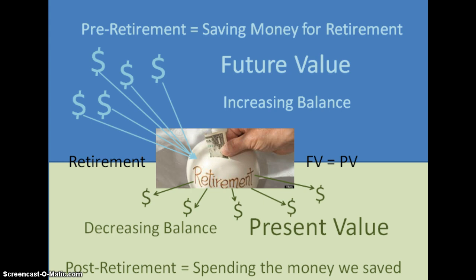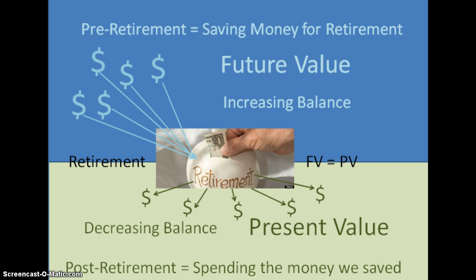Now, at the moment of retirement, when we stop paying in, but we haven't yet received any payments from our retirement account, the future value is equal to the present value. And then in retirement, so I have the peaceful green color because we're retired, you see the dollar signs are all coming out of the account. The balance of the account is decreasing, and so we would use the present value formula. So this is post-retirement. This is when we're spending the money that we saved.